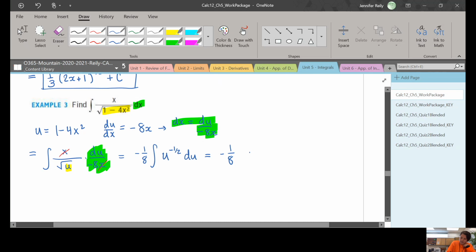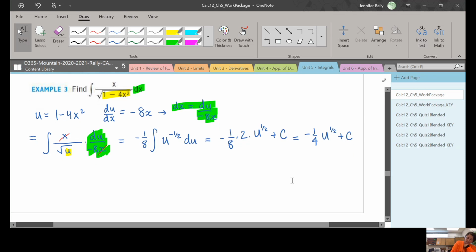So remember, for powers, divide by the power. So dividing by 1/2 is the same as multiplying by 2. So I'm just going to do that instead. And then plus c. Let's make it a little bit nicer. So it'd be -1/4 u to the 1/2 plus c. And last step, rewrite it in terms of x.